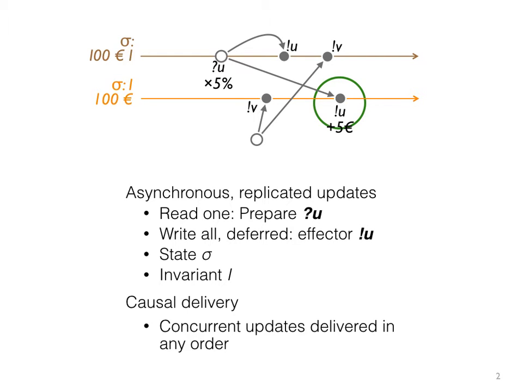But when a concurrent operation V occurs, the effectors !U and !V may be delivered in any order. Here we have U and V, U followed by V at the top, and V followed by U at the bottom. Our analysis tool aims to verify whether all replicas will converge to the same state and whether the invariant remains true.